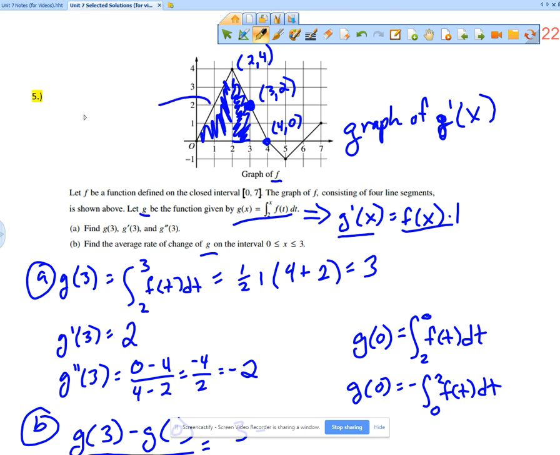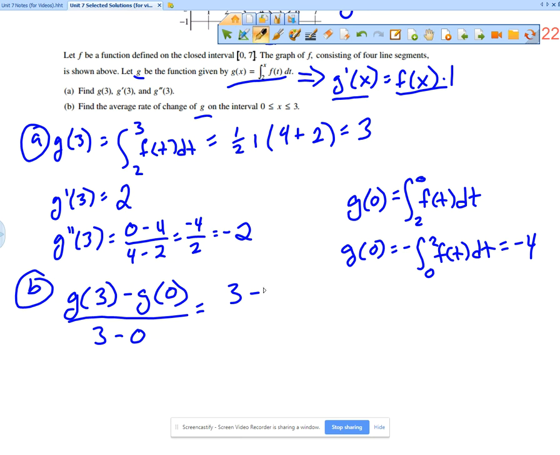So what is the area of that triangle? Well, 1/2 the base, which is 2, times the height, which is 4. So half of 2 times 4. 2 times 4 is 8. Half of that is 4. So g of 0 is negative, don't forget about that, 4. So negative 4 is g of 0. So I get 3 minus negative 4 divided by 3 minus 0, which is 3. So 3 plus 4, 7 thirds is the average rate of change of g on the interval 0 to 3.